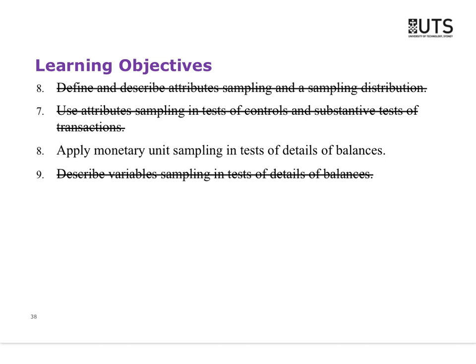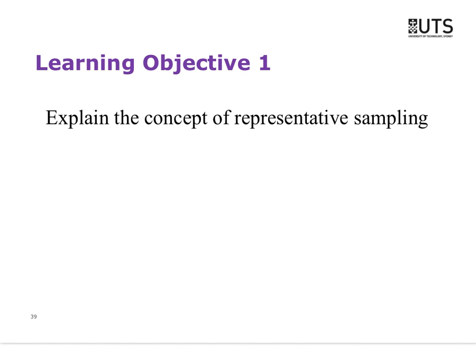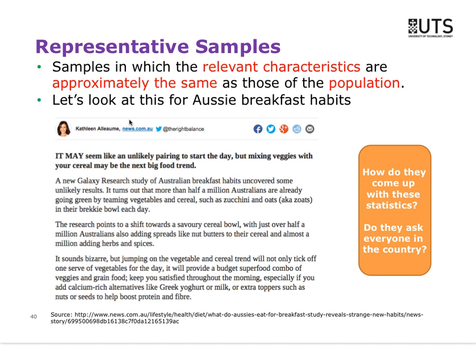Now, what I don't want you to do, what we're not doing, is we are not calculating sample sizes. All right, so don't look at the appendix in the textbook for that. So that's the idea of representative sampling. When I make a generalization or a conclusion about my sample, I want to be able to be confident that I could make that generalization about everybody.